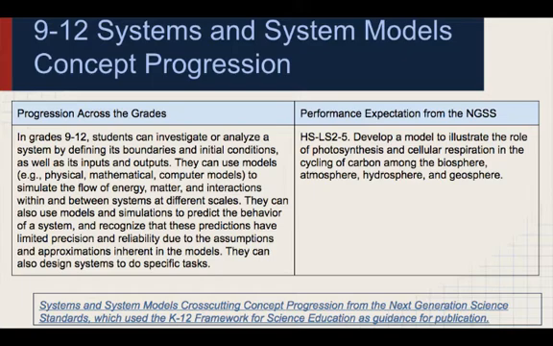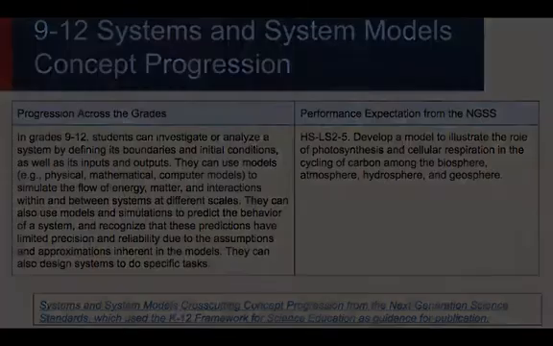Develop a model to illustrate the role of photosynthesis and cellular respiration in the cycling of carbon among the biosphere, atmosphere, hydrosphere, and geosphere. Big differences in high school for cross-cutting concept number 4: addition of math, computer modeling, use of models to make predictions, use of models to complete tasks, and examination of the reliability of models.